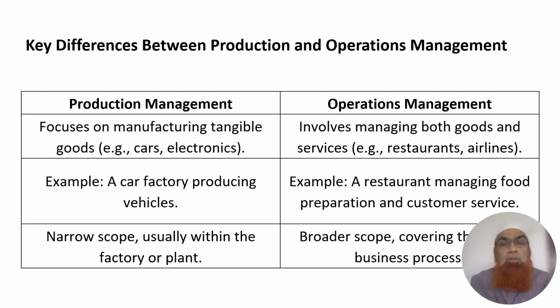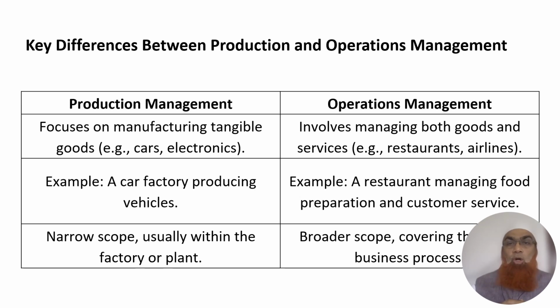All right, so moving forward, we'll be trying to understand the key differences between production and operations management. Production management focuses more on manufacturing of tangible goods, right? For example, cars, electronics, furniture, smartphones, automobiles, even a pen. Manufacturing of a laptop, right? These are the examples of manufacturing.